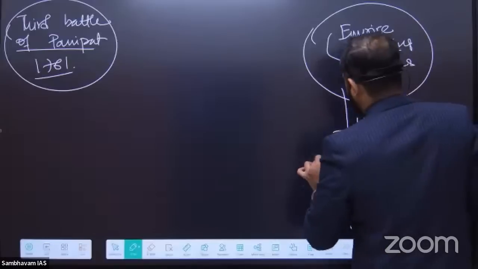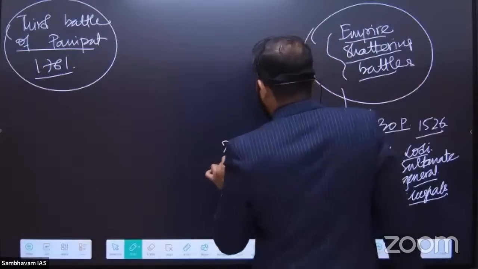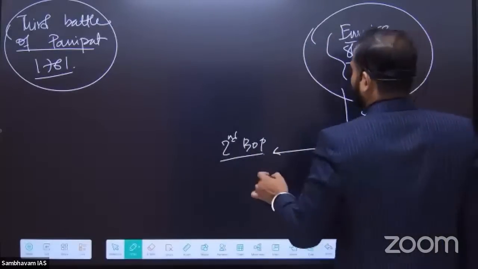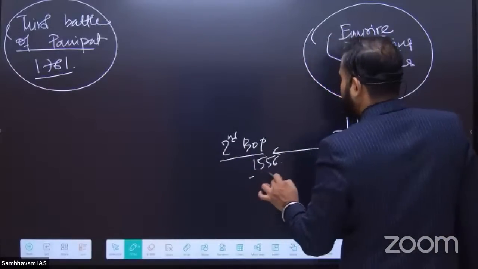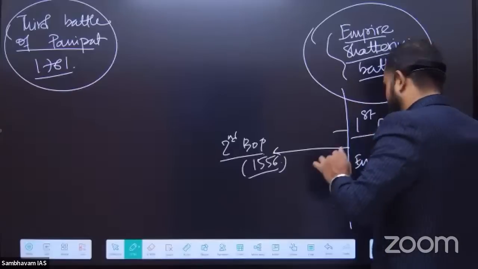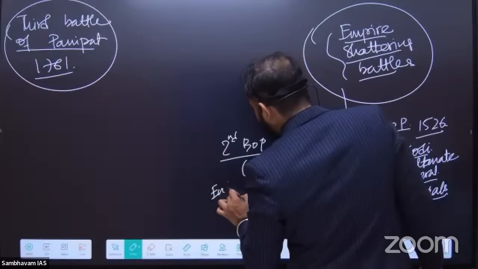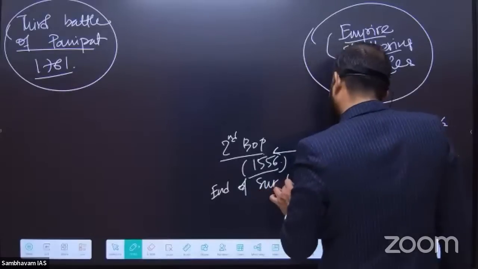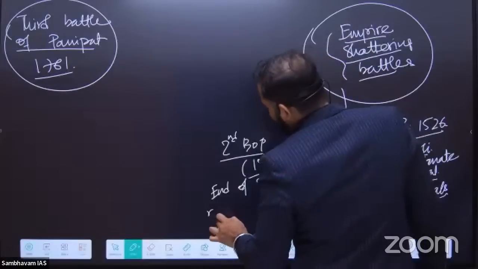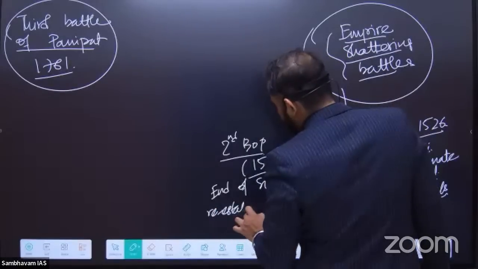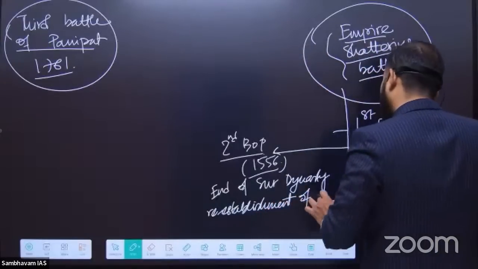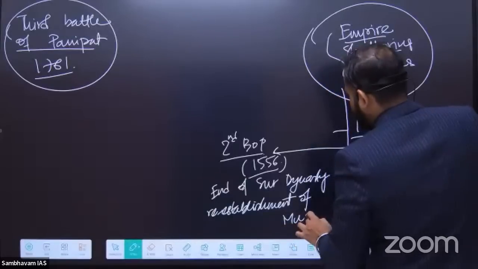Next component, the Second Battle of Panipat, 1556. Why is it empire shattering? That is the end of Sur dynasty and re-establishment of Mughals.